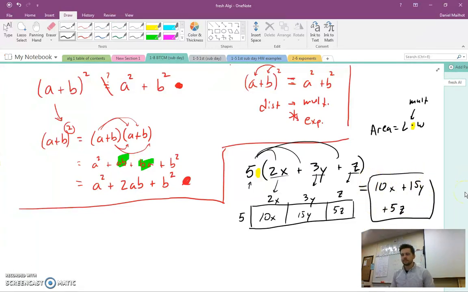Okay? So I want you to be thinking about this multiplication, ways expressions can be equivalent. That's what we're going to need for our task today.